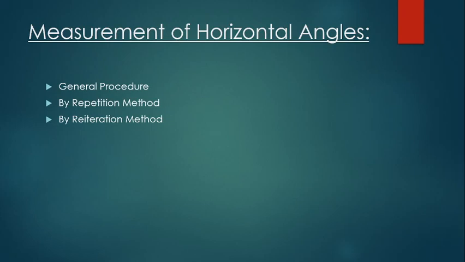Now today we are having a topic, measurement of horizontal angles. So we know with the theodolite we can measure the horizontal angles, and we have different methods to do the same: a general procedure, a method of repetition, and method of reiteration.